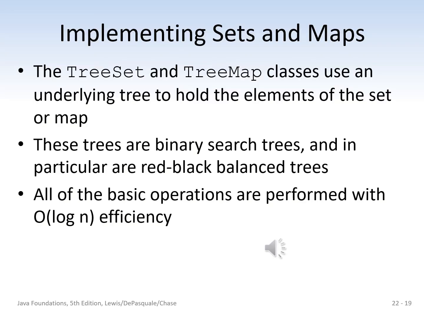So to summarize some of the things we've learned, the tree set and tree map classes use an underlying tree structure to hold the elements of the set or map. These are binary search trees, and more particularly, they're red-black balanced trees. And all of the basic operations are performed with O(log n) efficiency. So that's implementing sets and maps using trees.